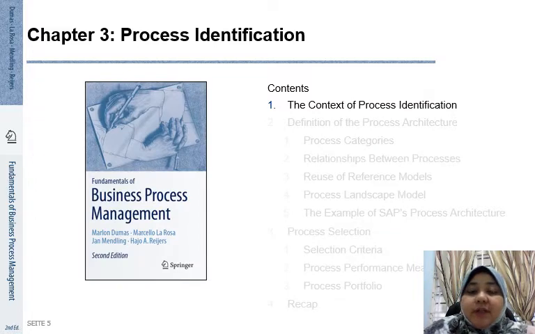Alright, we go to the first. Dalam content ni, layout dia tak ada banyak lah, ada 3 perkara saja. The first content is the context of process identification. Alright, let's see.